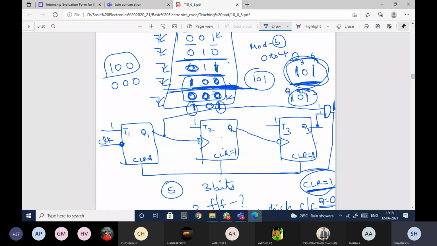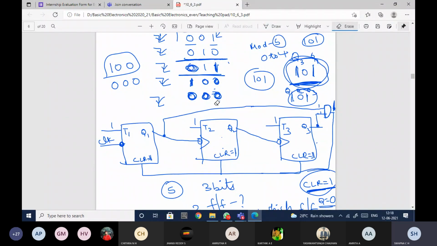Apart from this 1 0 1, rest all cases the output of the AND gate will be equal to 0. Only when it tends to 1 0 1, immediately what happens, this AND gate output will become 1, and it will be given to all the flip-flops, so that it will clear the output. So instead of 1 0 1, it will count back as 0 0 0 only. So after this 1 0 0 we'll get 0 0 0, and then it will continue.